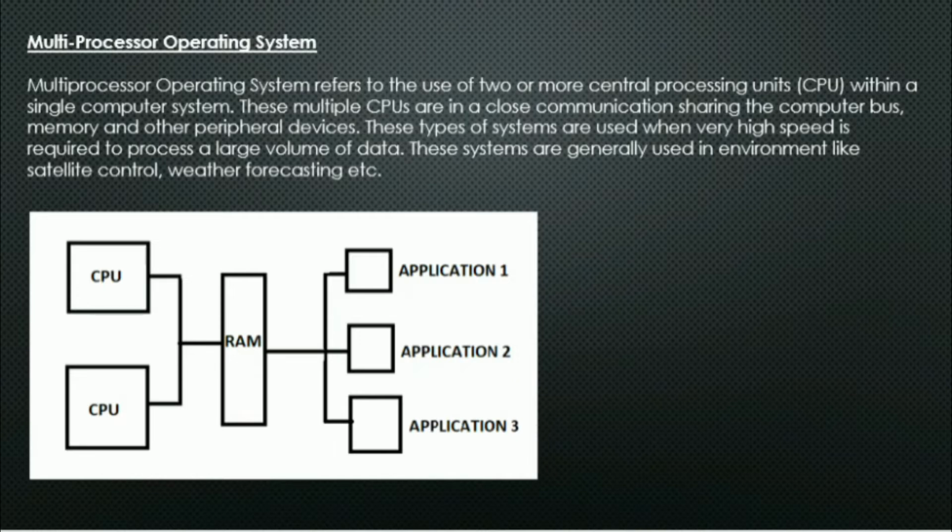So suppose application 1 takes 5 seconds, application 2 takes 10 seconds. Application 1 and application 2 are running at a time at the beginning. So application 1 will be completed first. At that time application 3 can use the first CPU. So CPU utilization is always very high because at a time 2 applications can execute. That is the advantage of multiprocessor operating system. These types of operating systems are used in satellite control and weather forecasting, which need a high capacity operating system.